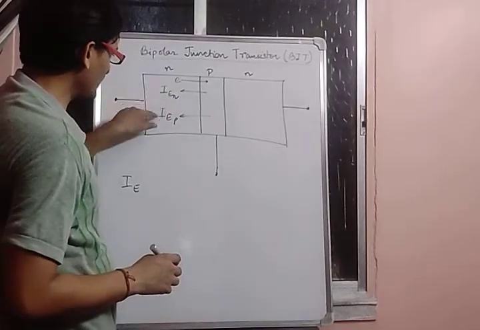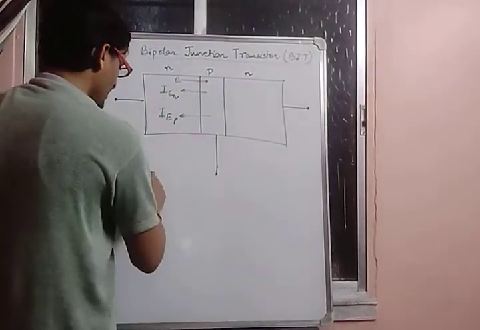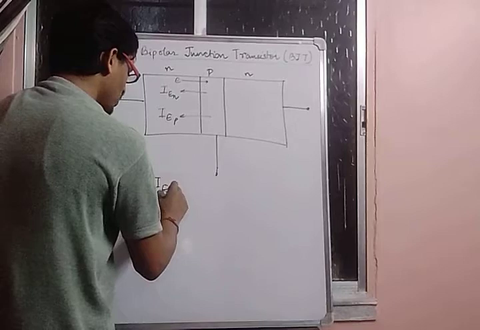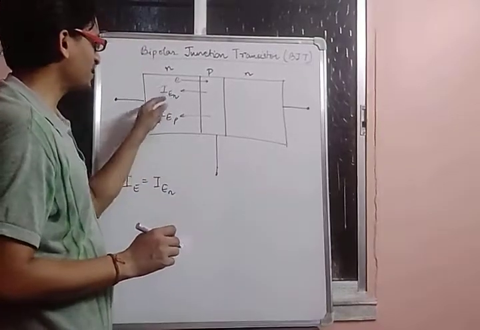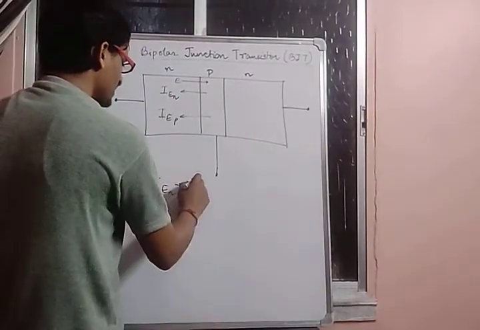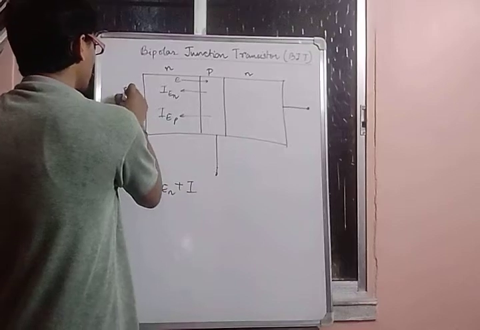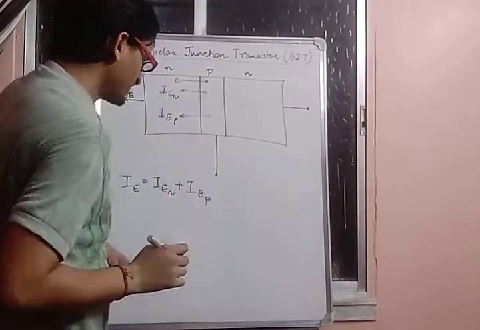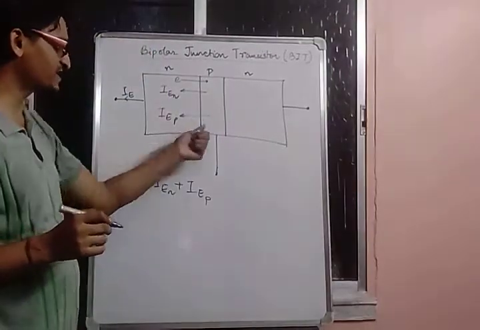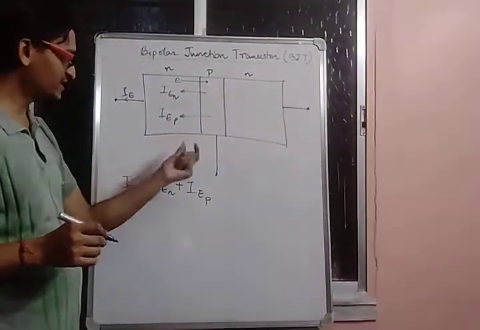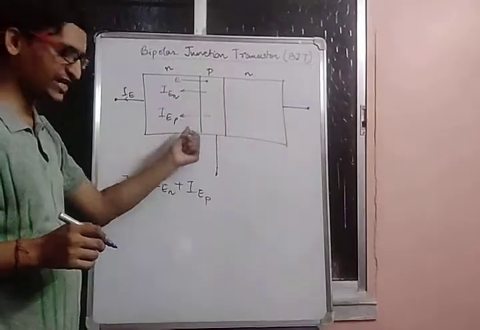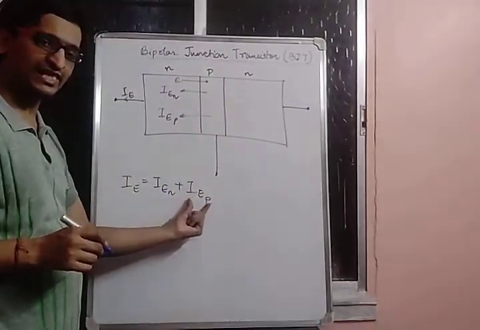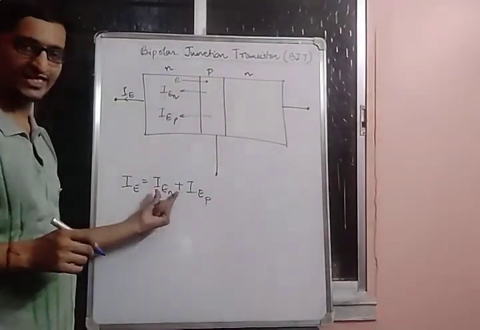But actually it basically consists of two components. One is the current component due to electrons injected from N region to P region, plus, I am taking this one to be my IE, plus holes which are injected from base region to emitter region. Since the number of holes injected is very less, this current will be very much less as compared to this current.